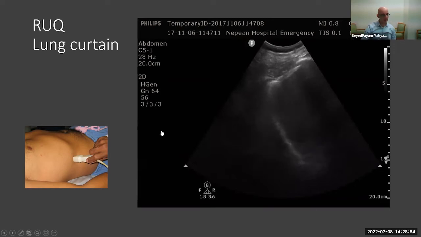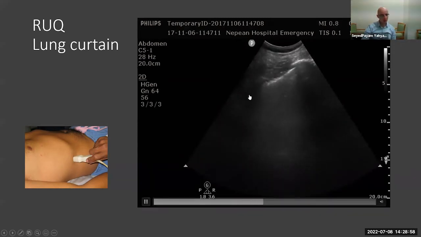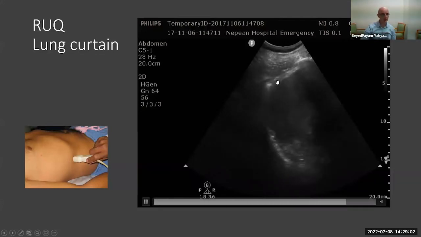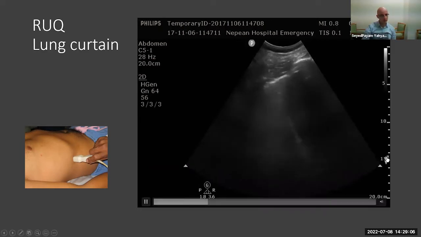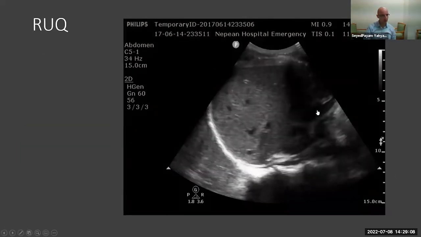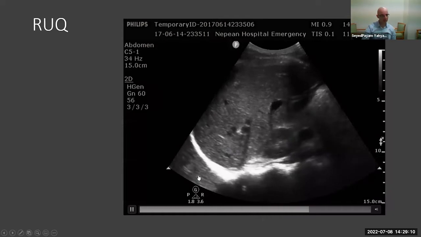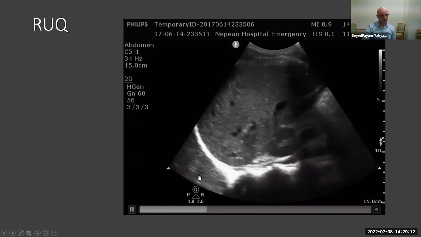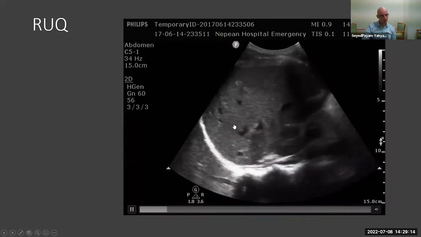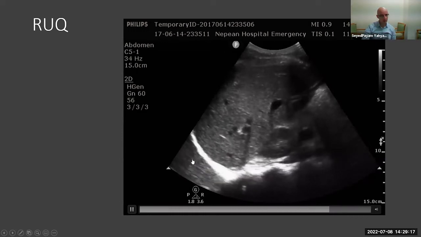Then we want to go a bit higher, looking at the base of the lung. Initially, we want to see the lung curtain to make sure there's no fluid in the lateral part of the pleural space. Then we increase the depth and have a look at the base of the lung. Ideally, what we want to see is that mirror image of the liver on the other side of the diaphragm.